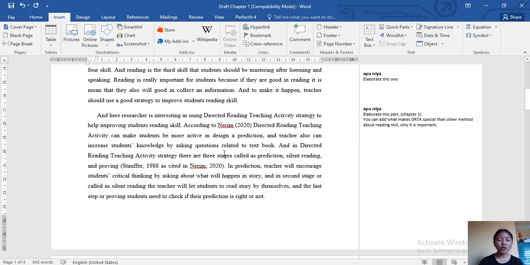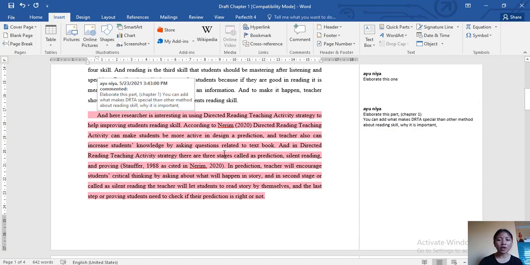And also about this one, in chapter 1 you really need to improve, since you still need to differentiate what the real importance is and what makes directed reading teaching activity special compared to other strategies in improving students' reading skills, because I believe there are lots of strategies for improving their reading skills, but why just directed reading teaching activity instead of the others.